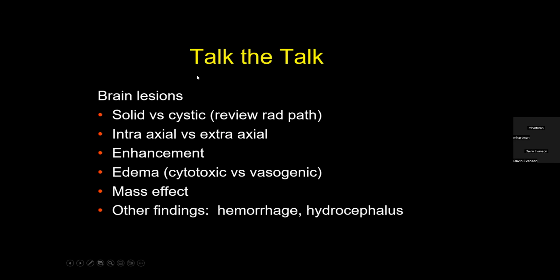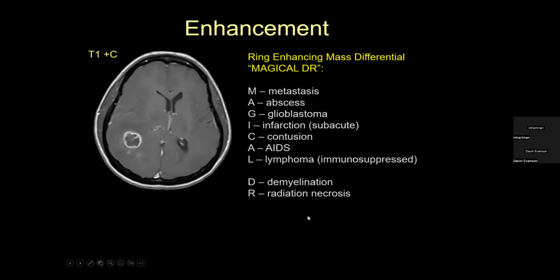So, learning to talk the talk. We covered this in the RAD path. I just wanted to introduce it here. If you have a lesion coming down, hard, solid versus cystic, is it intra-axial or extra-axial? Is there enhancement? Is there edema, so cytotoxic versus vasogenic? Is there mass effect? And looking for those other findings of hemorrhage and hydrocephalus.